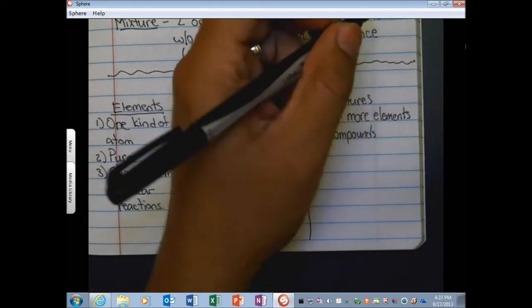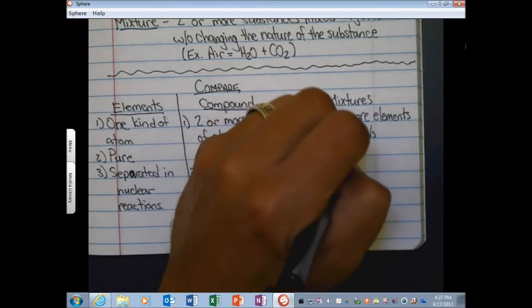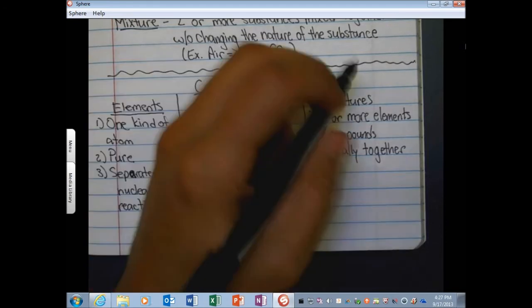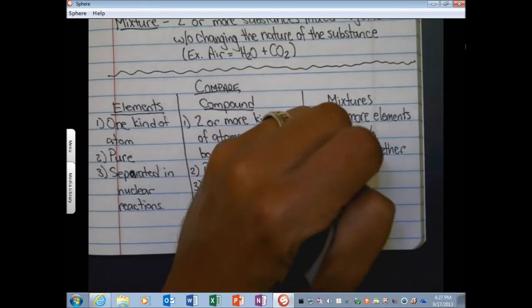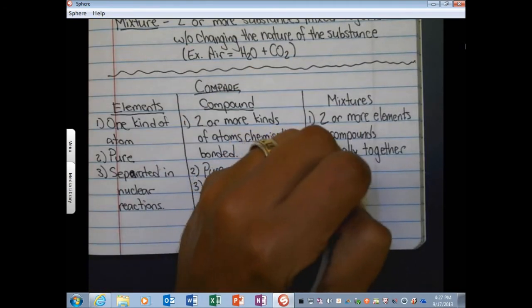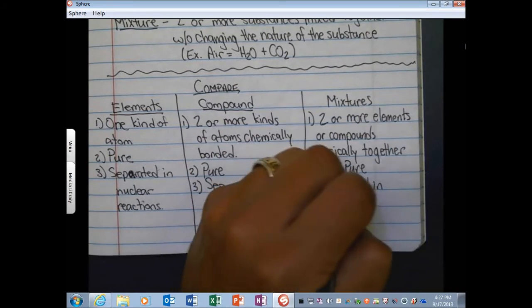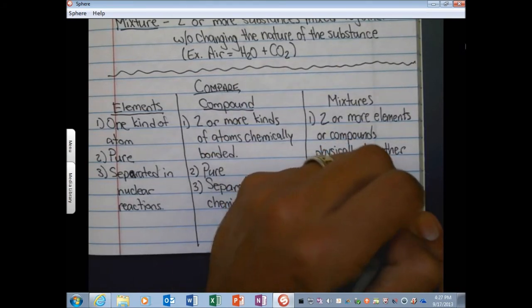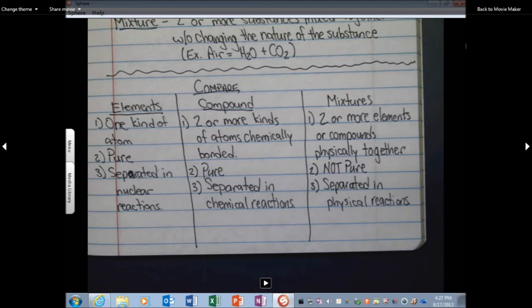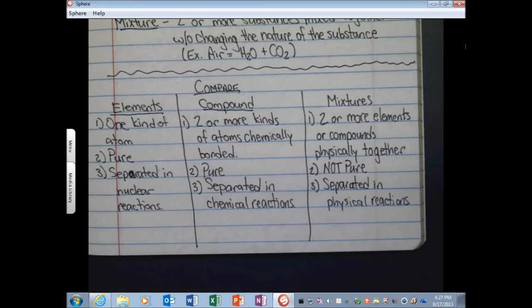And lastly, there's mixtures, which are two or more elements or compounds that are physically together. So we can actually physically separate them. We don't have to have any type of chemical reaction to separate them. They're not pure, again, because they can be separated. And as I said, kind of in the first one, they can be separated by physical means. So these are our comparisons, and these are our notes.